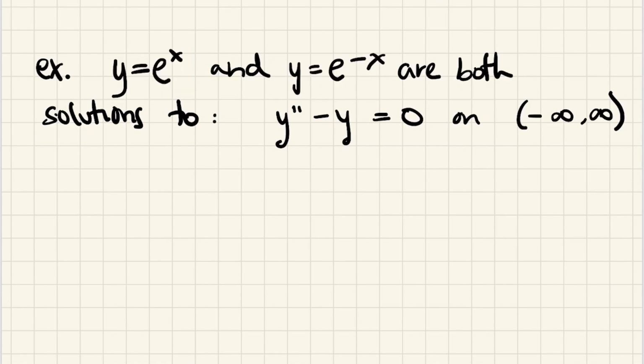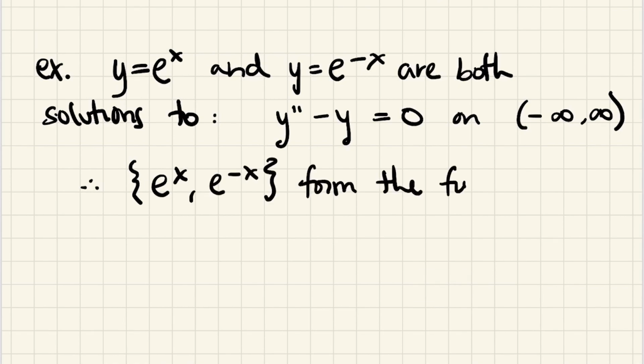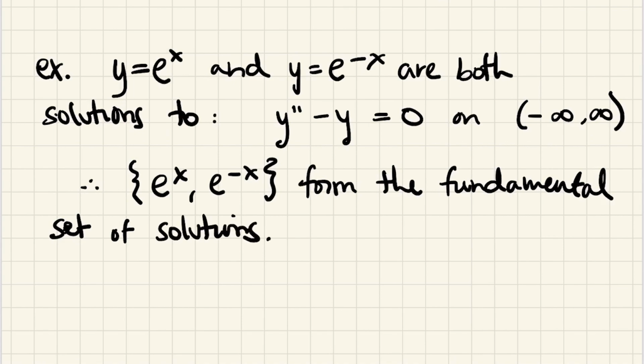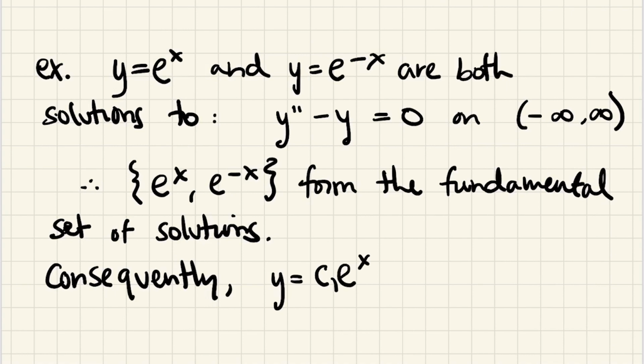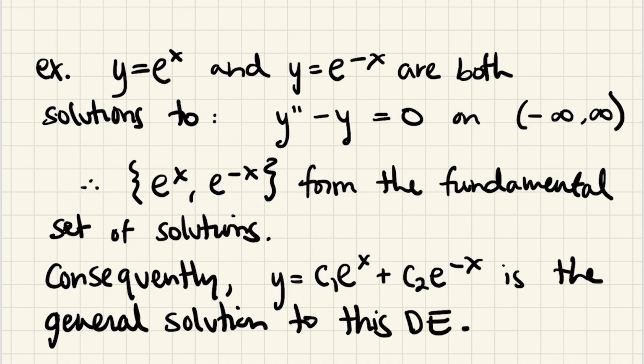So that means they form the fundamental set. And as a consequence, the linear combination of those two guys is the general solution. Okay, the key is that the fundamental set has the same number of elements in it as the order of the homogeneous linear differential equation. That's how we can draw this conclusion.